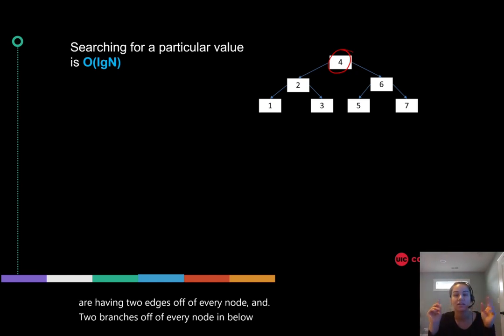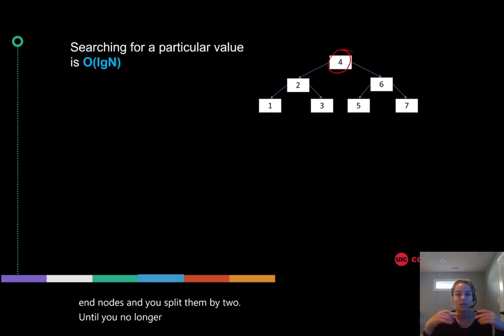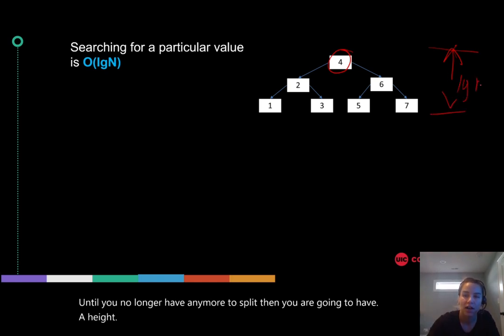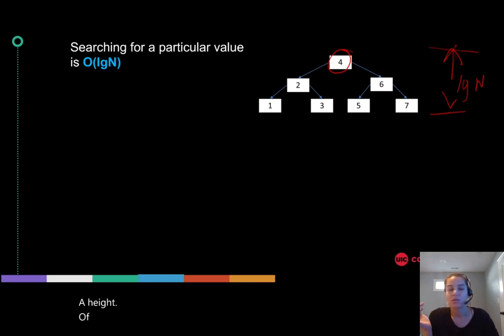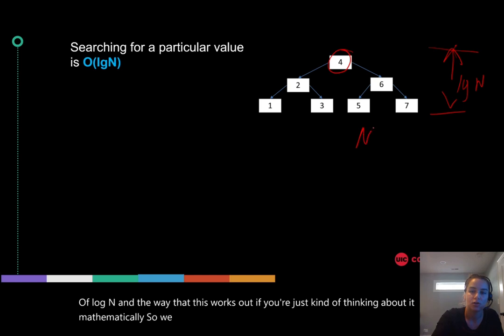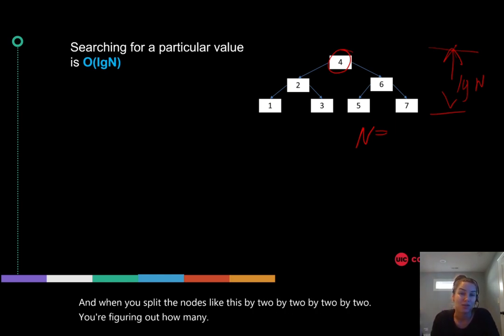So what that means is if you take n nodes and you split them by 2 until you no longer have any more to split, then you are going to have a height of log n. And the way that this works out, if you're just kind of thinking about it mathematically, we know we have n nodes, right? And when you split the nodes like this by 2 by 2 by 2 by 2, you're figuring out how many powers of 2 there are, right?